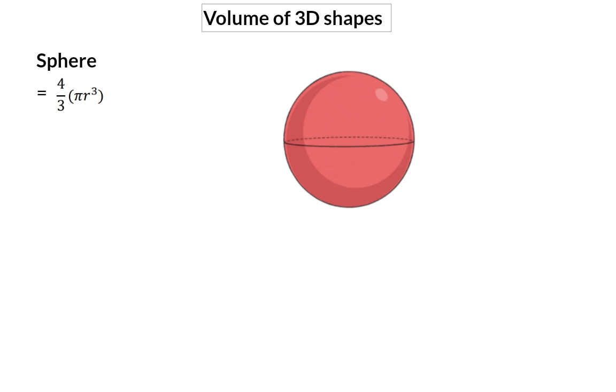Lastly, we have the formula for the volume of a sphere, and this is one that you need to know by heart. This formula is 4/3 times pi times the radius cubed. Let's have a look at examples.